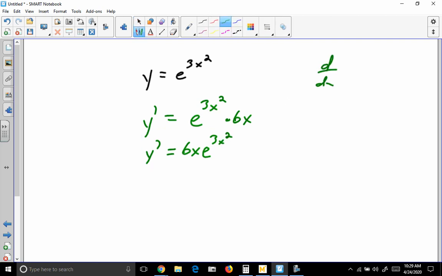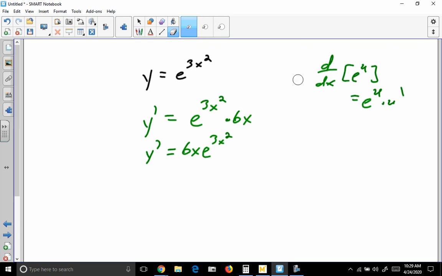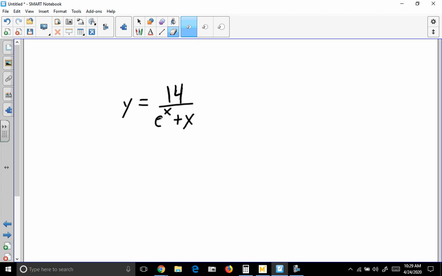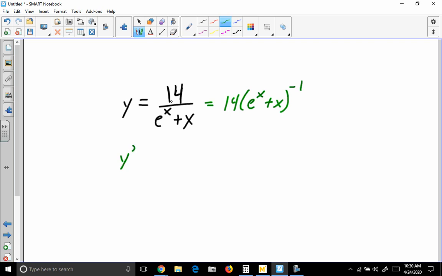So again, the derivative of e to the u is e to the u times u prime. Here we have a quotient. So we could do this with a quotient rule, or we could rewrite this and call this 14 times e to the x plus x, and if we move that to the numerator, we have to put it to the negative 1 power. So since the numerator is just a coefficient, a constant, then we could use the chain rule here and not use the quotient rule.